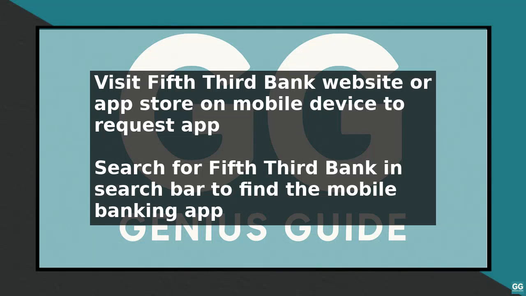To request the Fifth Third Bank mobile app, start by visiting the Fifth Third Bank website or going directly to the App Store on your mobile device. If you are using an Apple device, go to the App Store. And if you are using an Android device, go to Google Play. Search for Fifth Third Bank in the search bar and select the Fifth Third mobile banking app from the results.